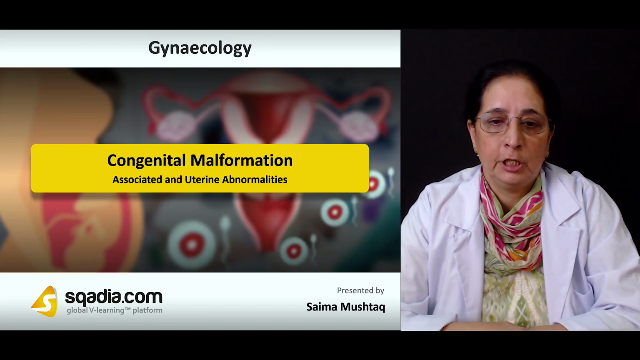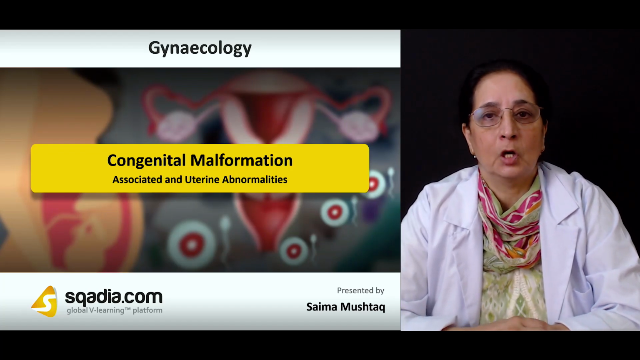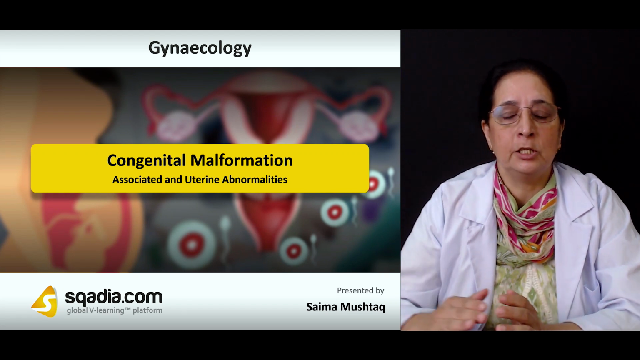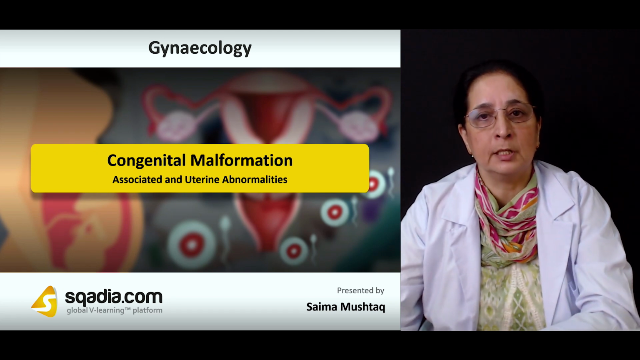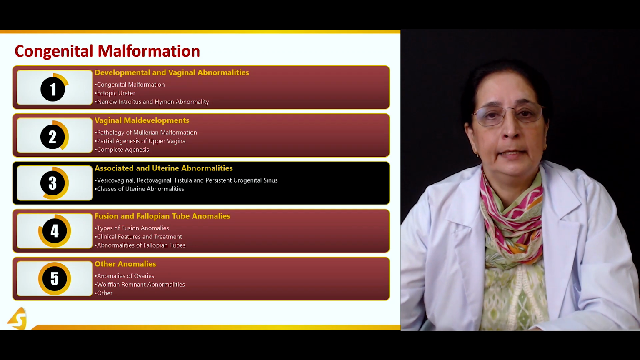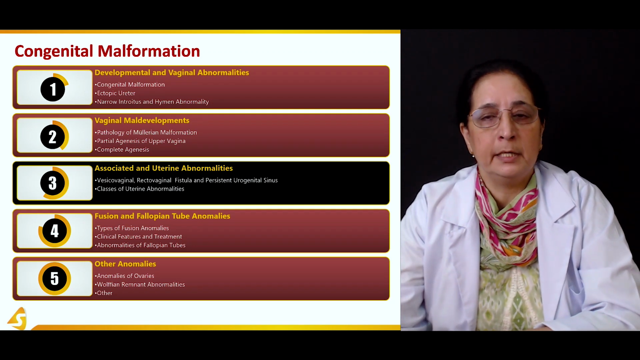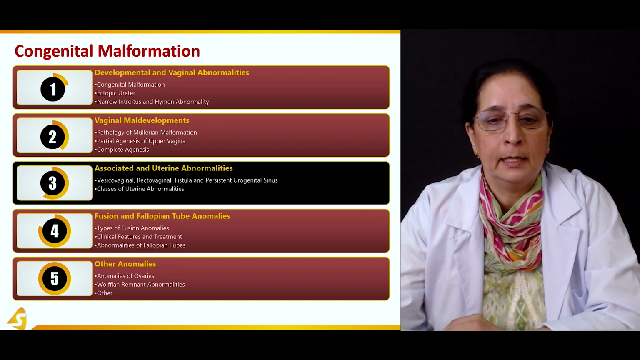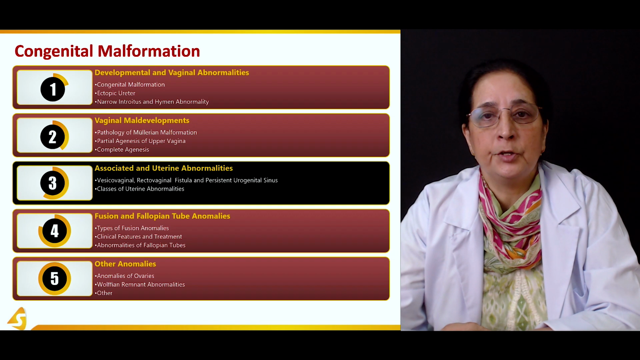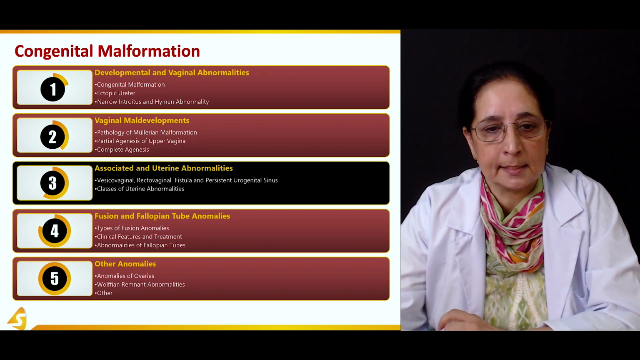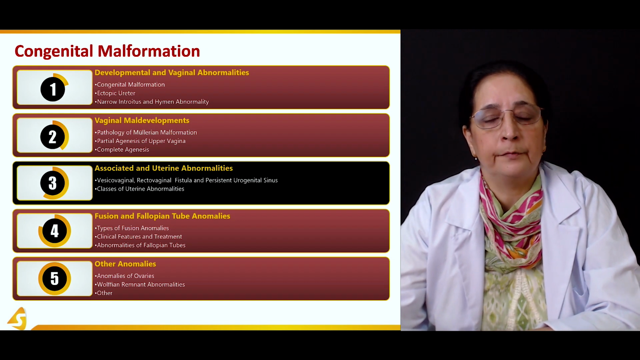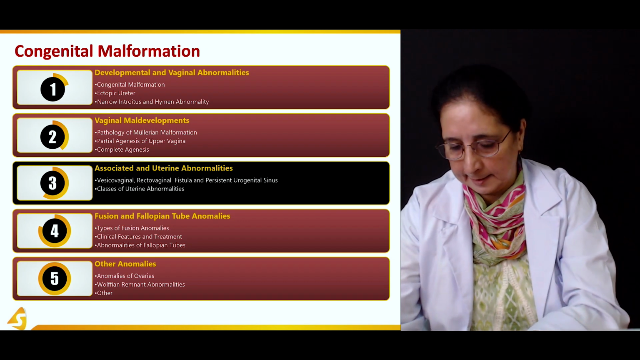In the third section of our lecture, now we will talk about some uterine abnormalities or congenital malformations that involve the uterus. In this section, we will talk about the vesico-vaginal, recto-vaginal fistula, and persistent urogenital sinus. And also we will talk about the classes of different uterine abnormalities.